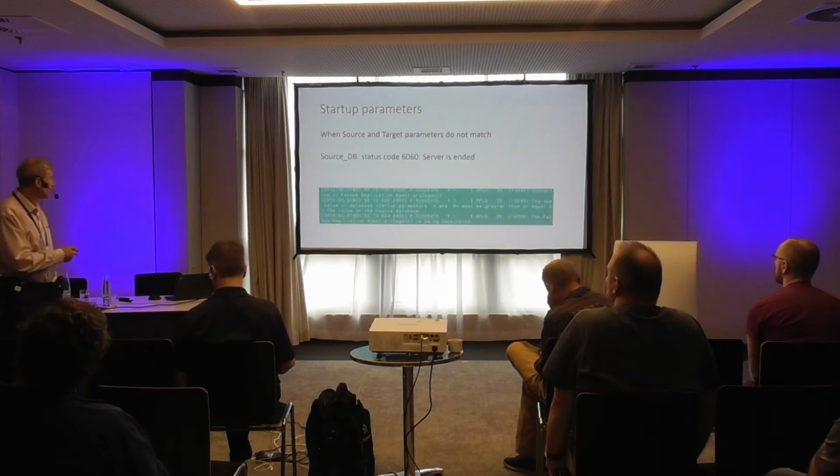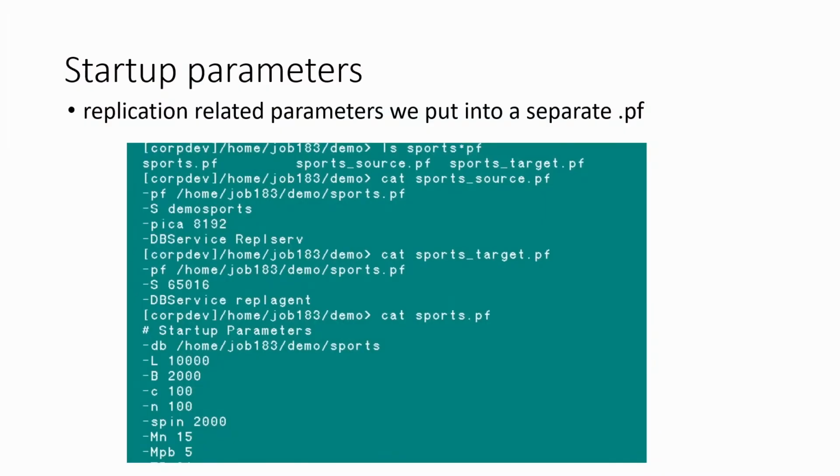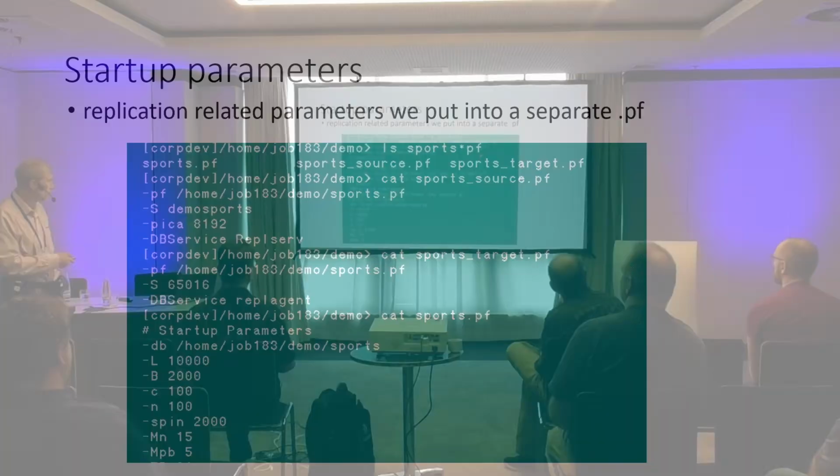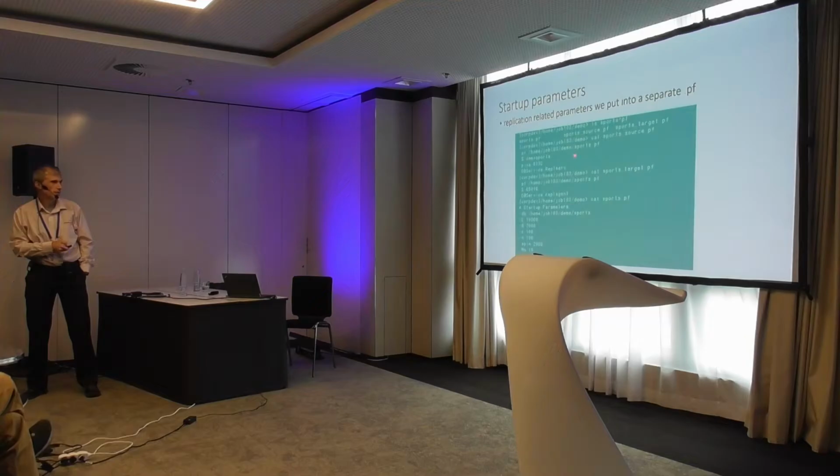So for that reason, and then the server will be ended. That's not a good message. Or the agent. So what I do is create one common parameter file and put it on the source and the target, and then I create one source PF and one target PF, which reference my common PF file. So this is the common PF file with the same parameters on source and target.